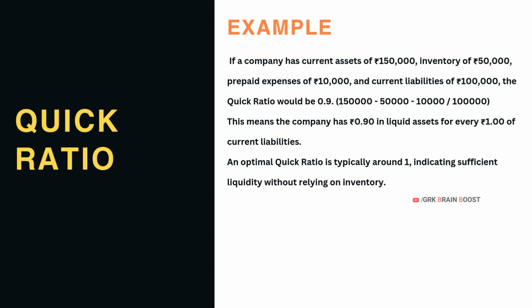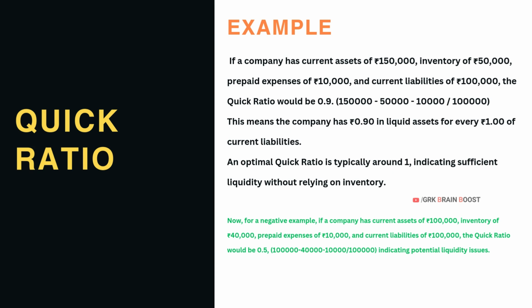Now for a negative example, if a company has current assets of rupees 1 lakh, inventory of 40,000, prepaid expense of rupees 10,000 and current liabilities of 1 lakh, the quick ratio would be 0.5, indicating potential liquidity issues.